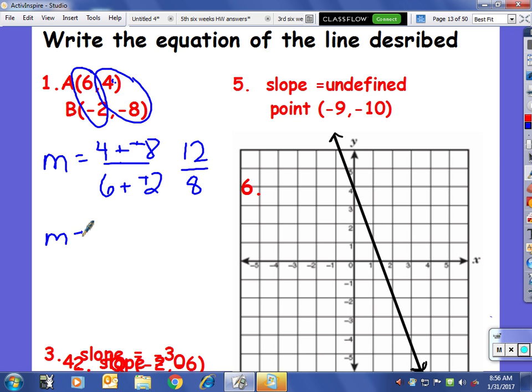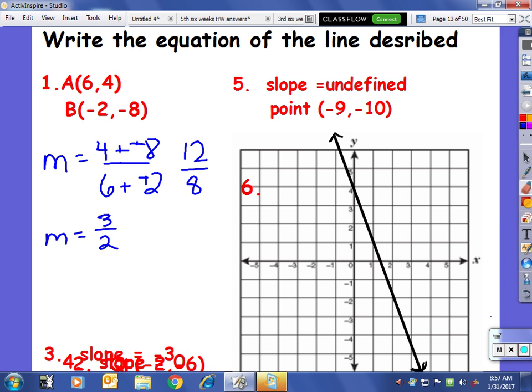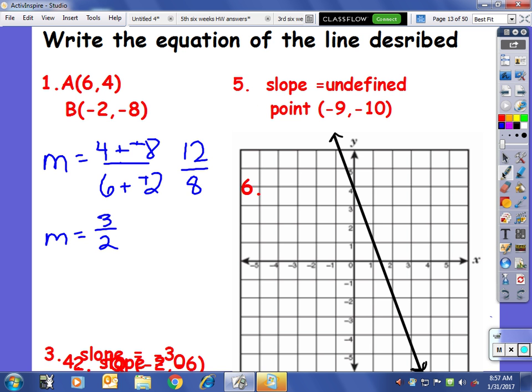And I do like you to reduce your slope. What does 12 over 8 reduce to? Yeah, divide by 4 on top, 3 over 2. Now, please, please, please be very careful on this next step. You've got to pick your favorite point, either A or B. Which one?